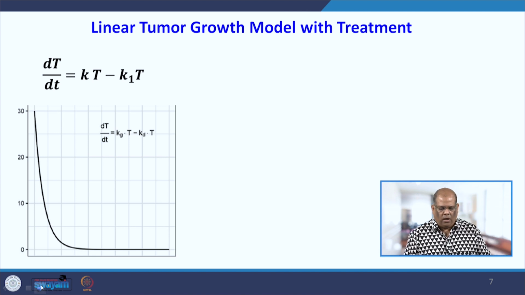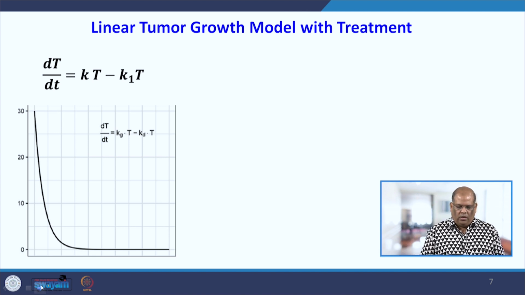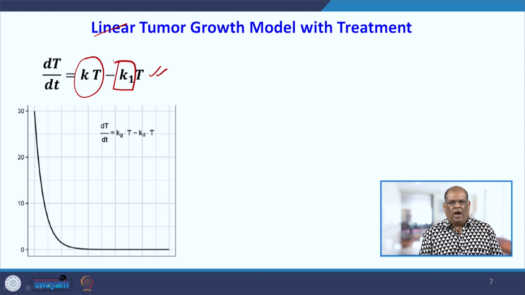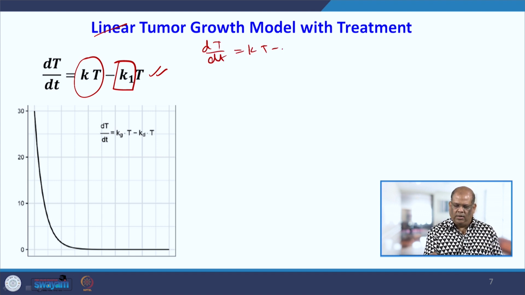Now, let us take what happens with treatment. Here you see that it is growing exponentially, and we have minus some k1 T. So, due to the drug effect, the tumor is being killed at the rate k1. In the model we did earlier, it was something like k T minus d T, where d was the natural death. But here, due to some drug, this particular tumor is getting eradicated or killed. This is exponential.